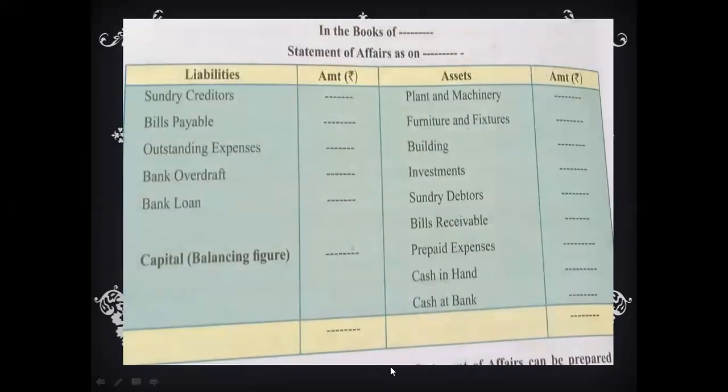Adverting to specimen of statement of affairs. In the books of, statement of affairs, on the liability side: sundry creditors, bills payable, outstanding expenses, bank overdraft, bank loan, and the last figure is capital, which is the balancing figure. Assets: plant and machinery, furniture and fixture, building, investments, sundry debtors, bills receivable, prepaid expenses, cash in hand, and cash at bank.